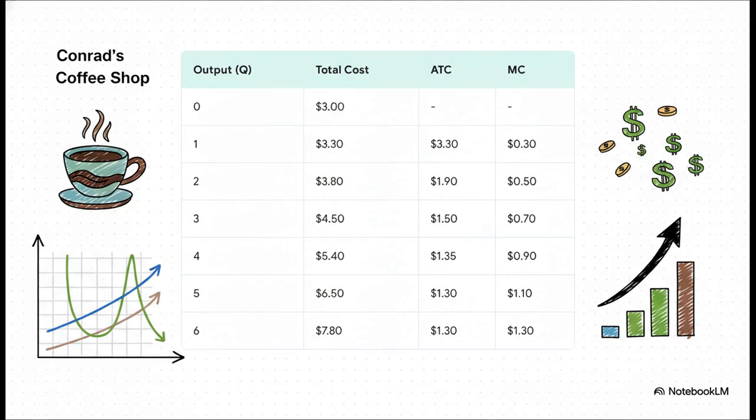Now let's look at marginal cost, MC. That's the change in total cost. So, to go from 1 cup to 2 cups, the total cost went from $3.30 to $3.80. The increase was 50 cents. So the marginal cost of making that second cup was 50 cents. Notice how MC is always going up? The real magic is how these last 2 columns relate to each other.